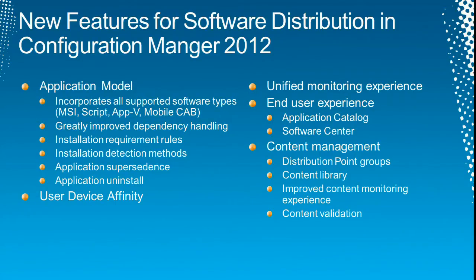The two new things we added are application uninstall and application supersedence. Application uninstall says, I don't want that application out there anymore. I don't care how it got installed, whether it's from ConfigMan, they downloaded it from the web, somebody brought in a floppy disk, if anybody has floppy drives anymore, USB stick, whatever, they installed it. I don't want it there anymore.